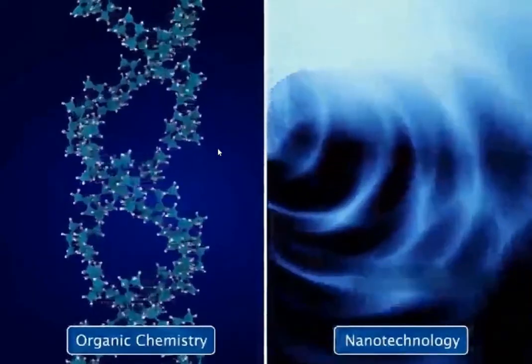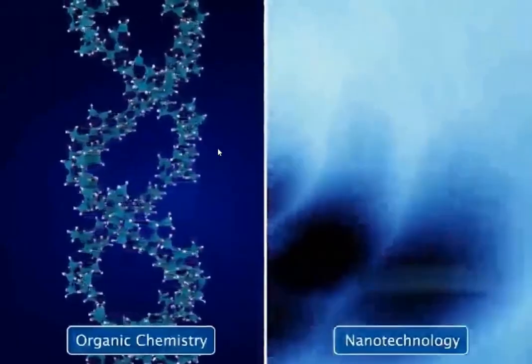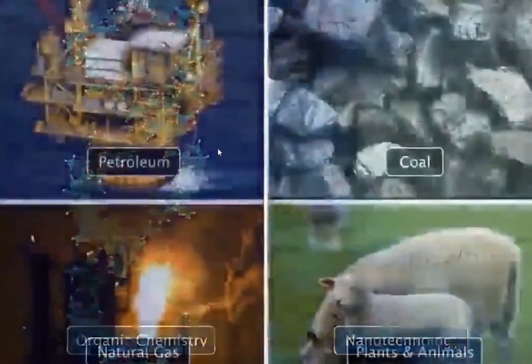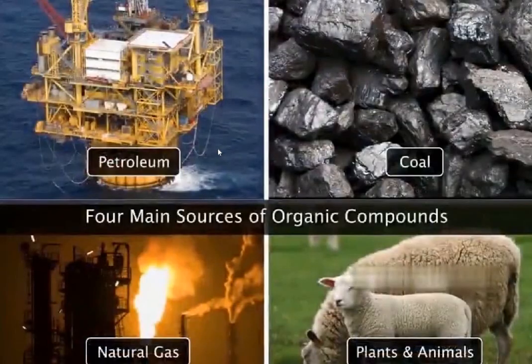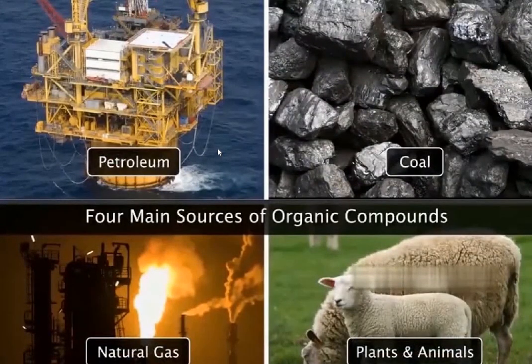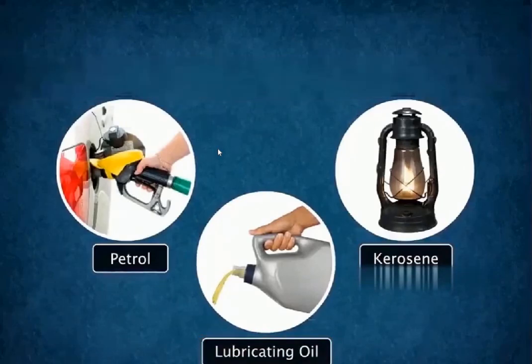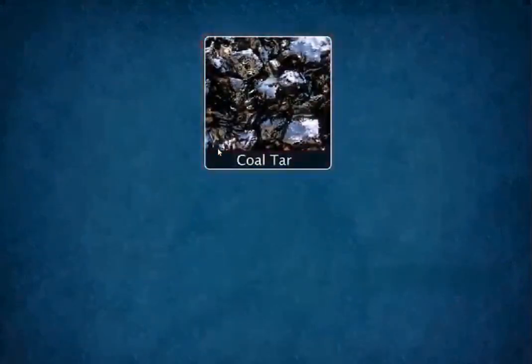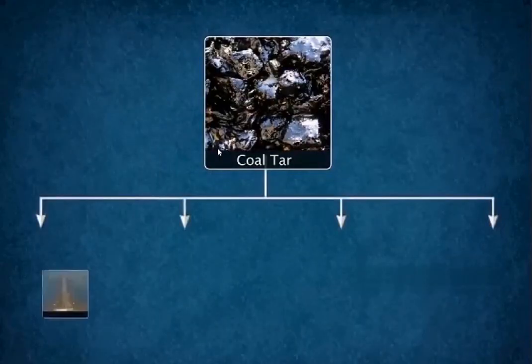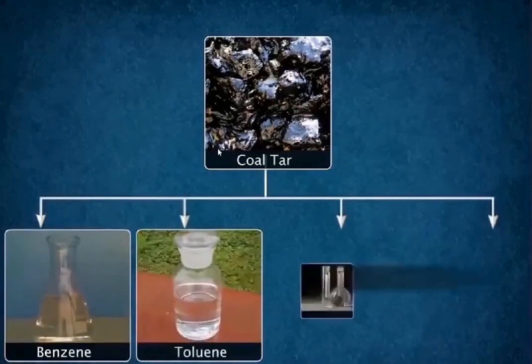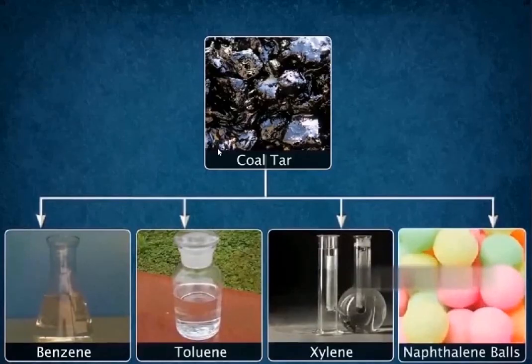Let's study the significant role played by carbon in organic chemistry. There are 4 main sources of organic compounds. They are petroleum, coal, natural gas, and plants and animals. We get organic compounds such as petrol, kerosene, and lubricating oil from petroleum. Coal tar is another source of organic compounds such as benzene, toluene, xylene, naphthalene, etc.